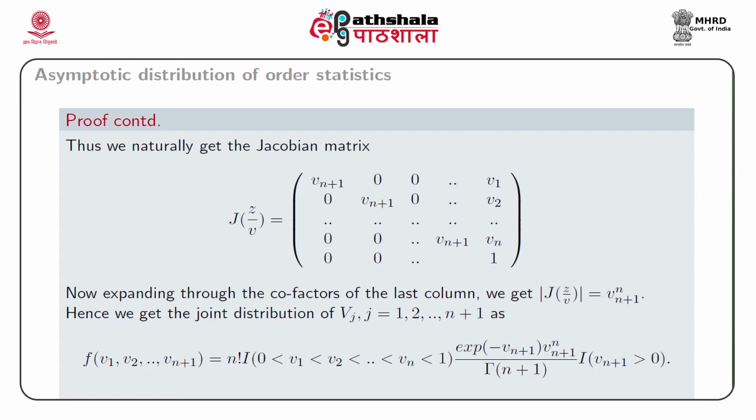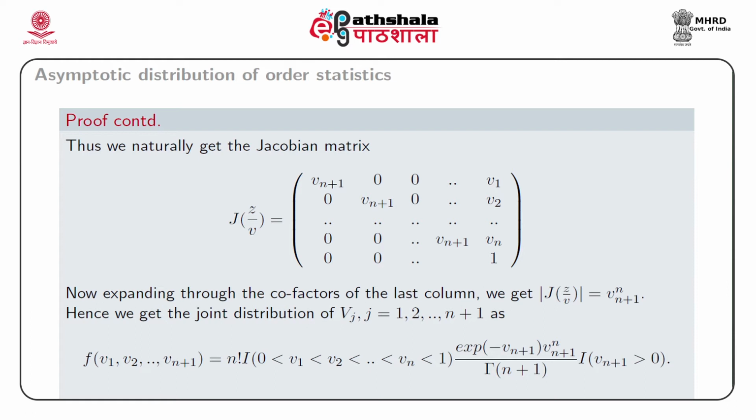Hence the joint distribution of Vj for j from 1 to n plus 1 is of the form n factorial multiplied by the indicator of 0 less than V1 less than V2 less than Vn less than 1, multiplied by e to the power minus Vn plus 1 multiplied by Vn plus 1 to the power n divided by gamma n plus 1, multiplied by the indicator Vn plus 1 greater than 0. Hence the joint distribution of V1, V2, Vn and Vn plus 1 splits in two separate components.